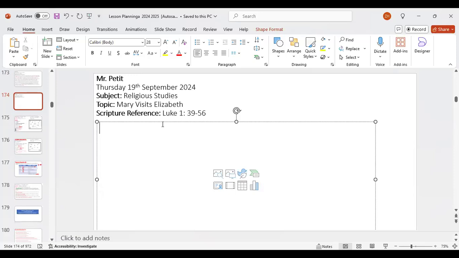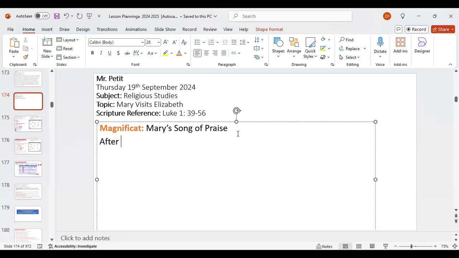So the first word we're going to be looking at is Magnificat, the song that Mary sang. Very good. Magnificat is Mary's song of praise. It's a song that Mary sang, or she exclaimed, giving God thanks for what he has done for both of them.